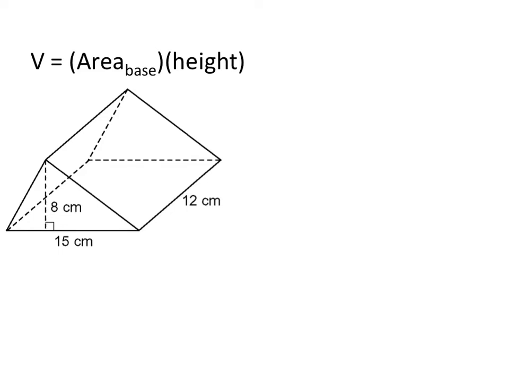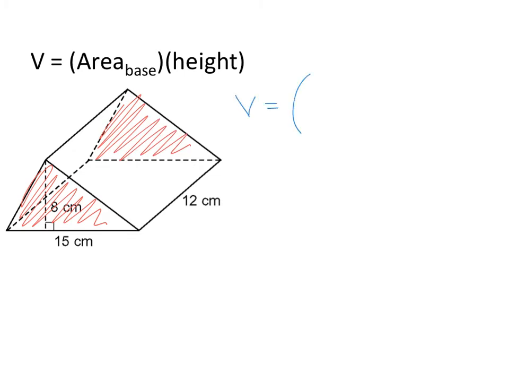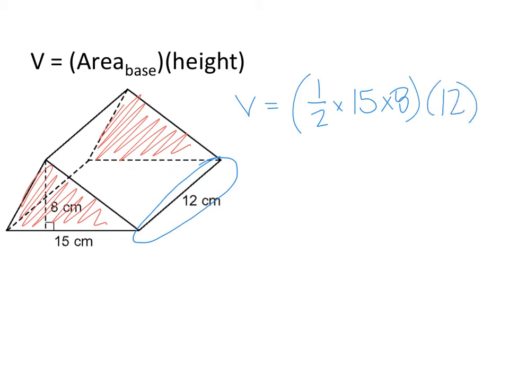In this case, my two congruent figures, the two shapes that are the same as each other, are the two triangles. So this is a triangular prism, and its volume is going to involve finding the area of each of those triangles. In this case, 1/2 multiplied by 15 multiplied by 8. And then we're going to multiply by the height of the prism. Remember, the height of the prism is the distance between those two base faces. So in this case, our height will be 12.